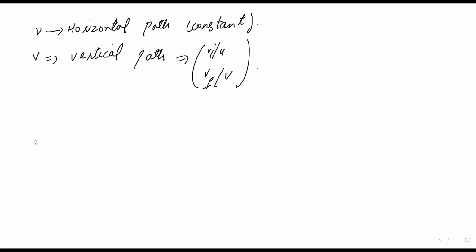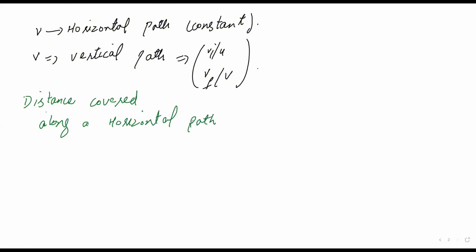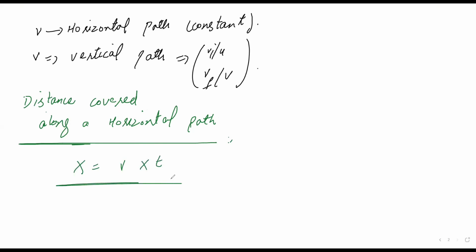So if you want to calculate the distance covered along a horizontal path, the formula would be just simple. You just need to multiply the velocity by the time taken and you'll get the horizontal distance. X is representing the distance covered along the horizontal path.